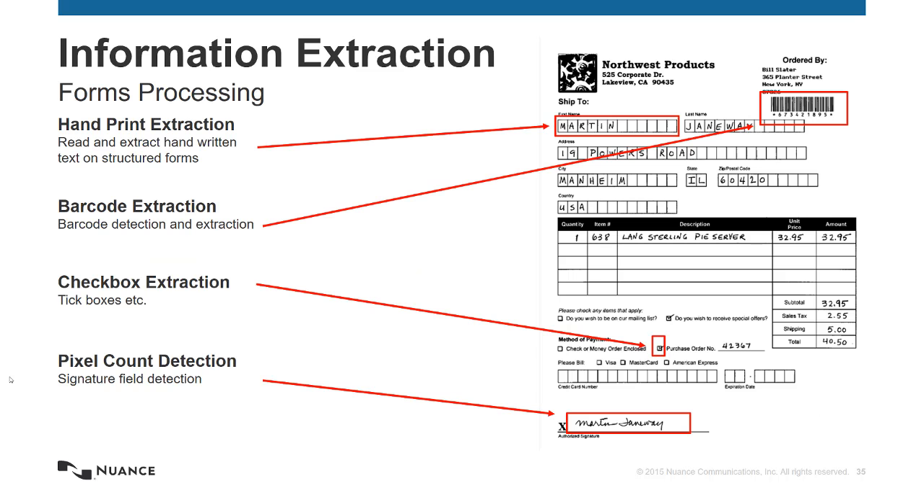The type of fields we can actually get from field processing are handprint extraction, barcode extraction, checkbox extraction, checking whether the boxes are ticked, and pixel count detection. So in this instance, checking if a signature field actually has something in it. The handprint extraction can read and extract handwritten text on structured forms.